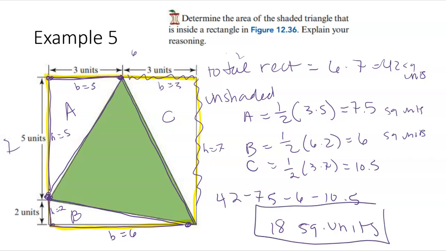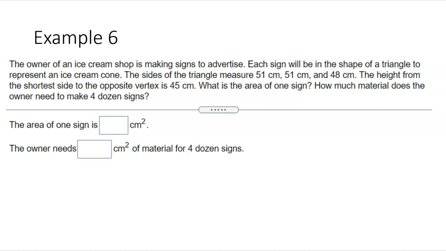And our last example together before you try. The owner of an ice cream shop is making signs to advertise. Each sign will be in the shape of a triangle to represent a cone. The sides of the triangle are 51, 51, and 48. So I know 51, 51, it's isosceles, but it looks like this maybe. The height from the shortest side, okay, here's my shortest side, to the opposite vertex is 45 centimeters.